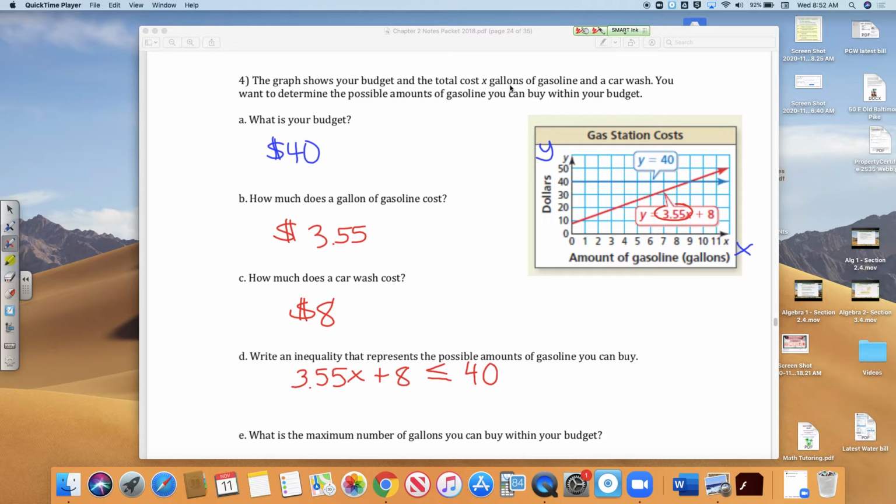And then you would go ahead and solve this. For letter E, it says what's the maximum number of gallons you would buy. That would mean to solve this inequality. So when you're solving this, you subtract both sides by 8. You get 3.55x is less than or equal to 32. And then do 32 divided by 3.55. You're going to get x is less than or equal to about 9. So the maximum number of gallons you can buy with your budget is 9 gallons.